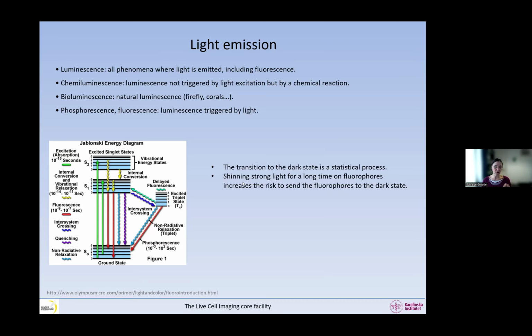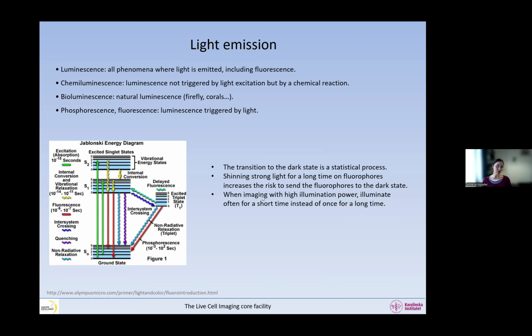When we shine a very strong light for a long time on fluorophores, because the transition to the dark state is a statistical process, there's a higher risk, or a higher proportion of the molecules that will get trapped into the dark state. So by shining strong light for a long time on fluorophores, we increase the risk for the fluorophores to go into the dark state and get stuck there. And what happens is then that they will not fluoresce. So it will look like our sample is less bright.